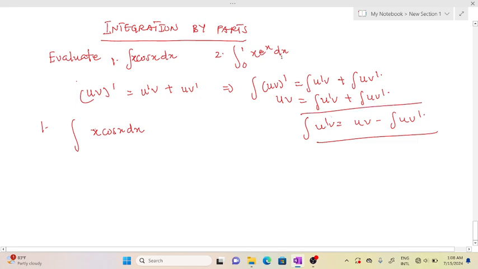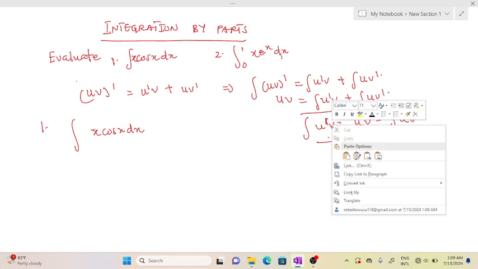Whenever they give you the integral of the product of two functions, you try your best to express one as a derivative and one in integral form. Then you use this formula. I have these two problems here, and I will illustrate it to you. So watch closely as I take you through.